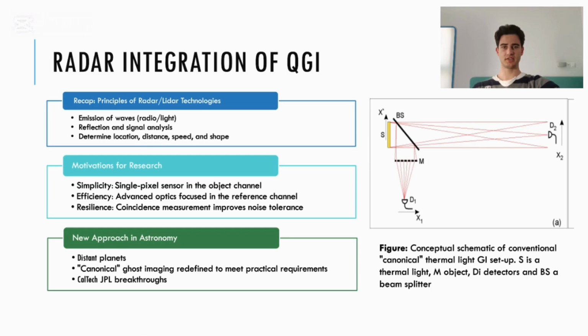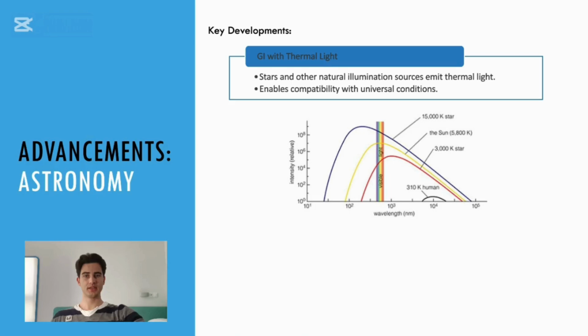A single pixel sensor can be used in the object channel, allowing us to focus the advanced optics in the reference channel, making it ideal for imaging hard-to-access objects like distant planets. Additionally, coincidence measurement offers greater noise resilience than direct intensity measurement. The first of them is the ability to perform ghost imaging with thermal light, as most natural illumination sources in our universe, for example the stars, generate thermal light.